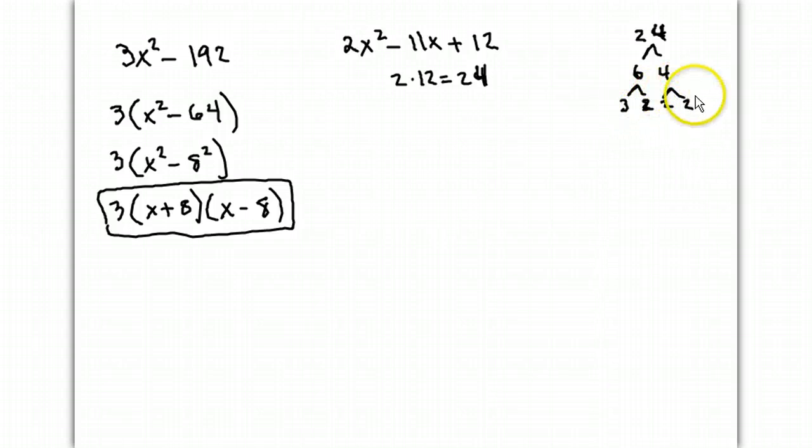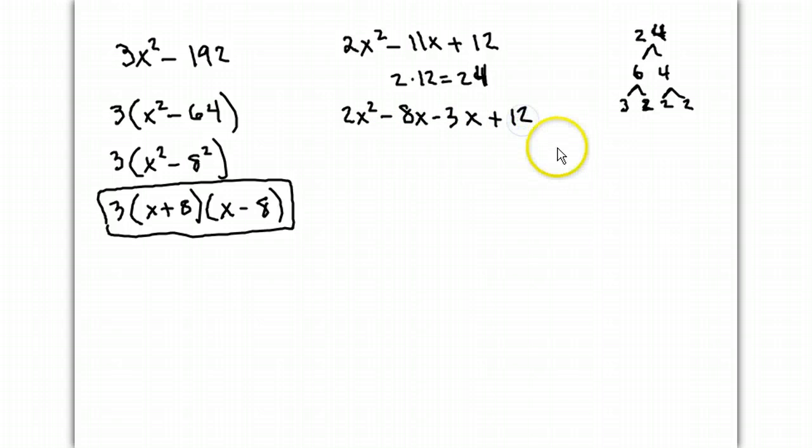Now you can take any different combinations of these numbers. If I look at 2 times 2 times 2, that will give me 8. 8 times 3 is also 24. And when you add it up, 8 plus 3 is 11. So how do I get a negative 11 out of that? Well, if 3 and 8 are negative. So my expression becomes 2x squared minus 8x minus 3x plus 12. So 8 and 3 were my two magical numbers, and they add up to give me a negative 11.